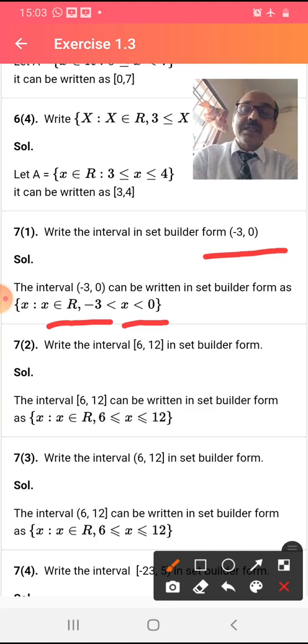Next question is 6 comma 12 with a closed interval. So both are closed, that means the equal sign is there. You have to write the equal sign. So 6 less than or equal to x less than or equal to 12.